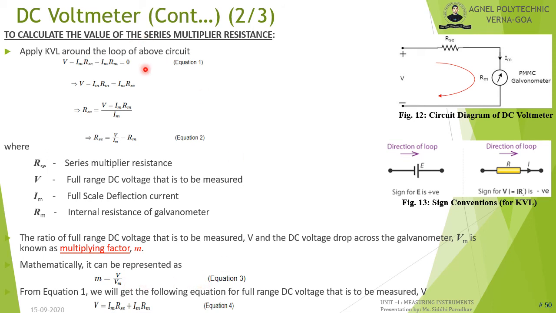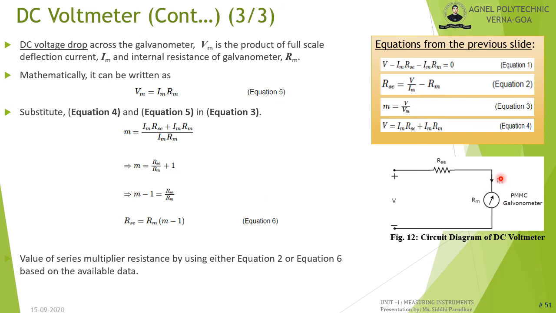From equation number 1, we get V is equal to Im RSE plus Im Rm. What is done here is we are taking these two terms on the other side to find the value of V. Write this equation as equation number 4. Now the voltage drop across the PMMC galvanometer, that is Vm, is equal to Im into Rm. Write this equation as equation number 5. Now we have values for V and Vm.